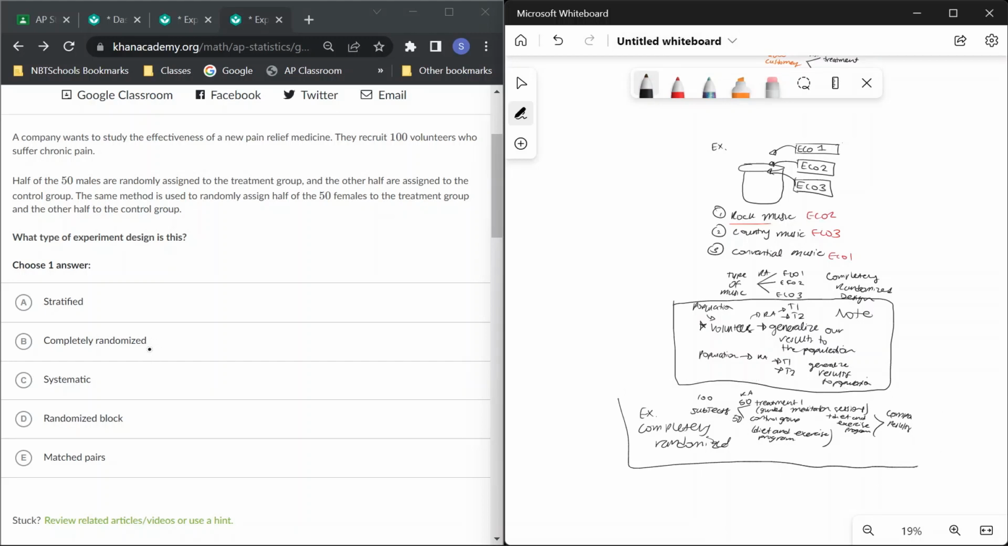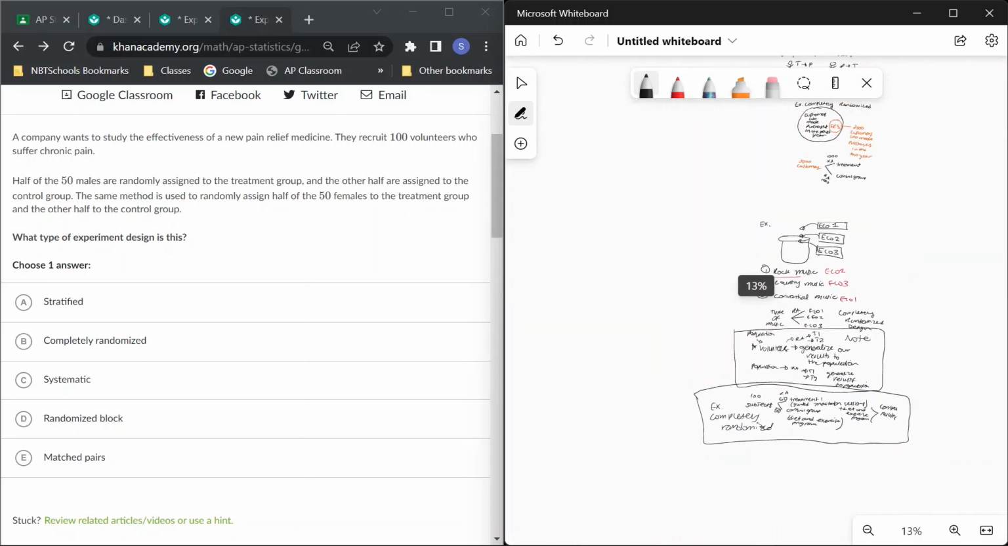Okay. This is another one. Maybe I should use my shapes instead of making my own. Okay, a company wants to study the effectiveness of a new pain relief medicine. Did we not just do this? We did this already, right? I think we did this. Well, we don't have to go back. We could just figure it out. So, okay, half of the 50 male, wait. They recruit 100 volunteers who suffer chronic pain. We literally just did this.